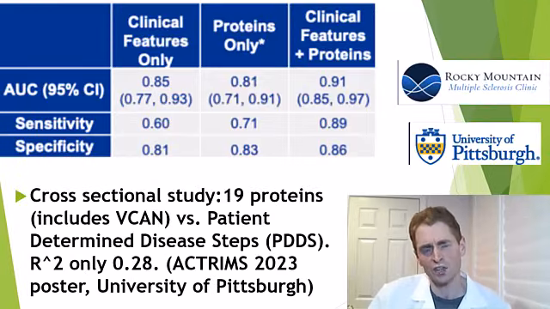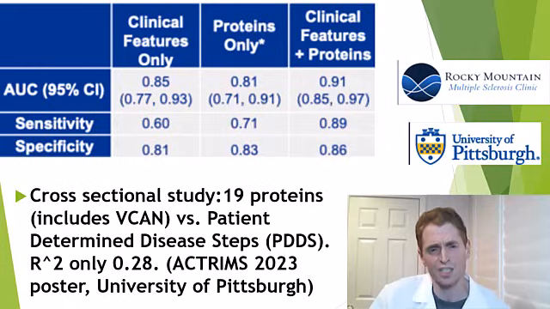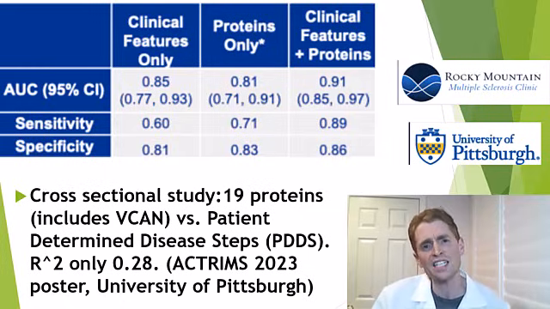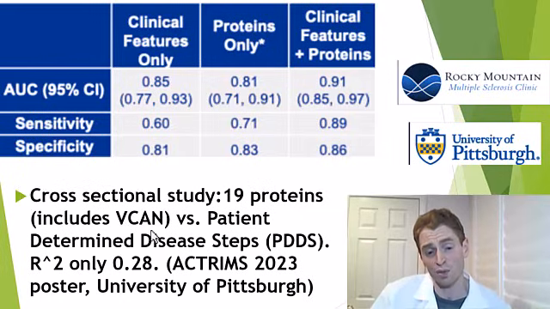This is an interesting cross-sectional study that looks at patient-determined disease steps. This is where the person with MS fills out a survey to estimate their EDSS, their expanded disability status scale, and this has been a validated outcome, although it may be a little bit different from what a physician may determine. Now, they actually used 19 proteins, so it's the Octave panel plus this one other protein, VCAN, which was later eliminated from Octave's panel for technical reasons.